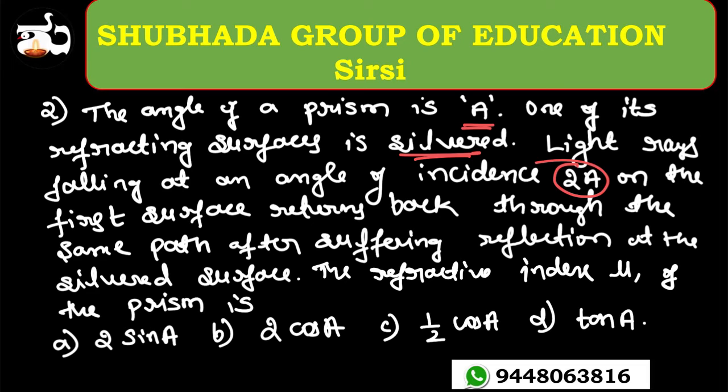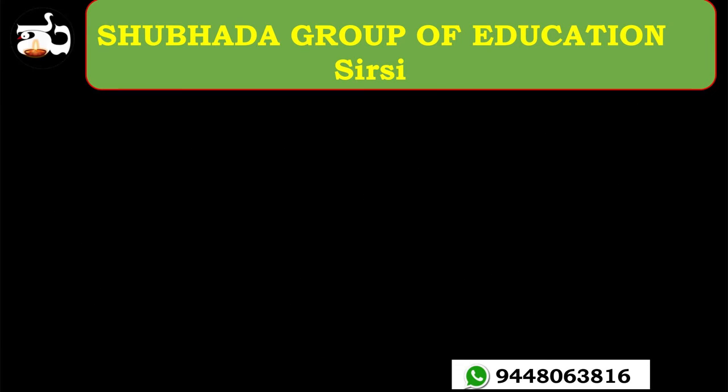So the angle of incidence is given as 2A. The refractive index of the prism is 2 sin A cos A over sin A, so that's the reason why it is 2 cos A. Option B should be the right answer for this question. Now let me try to draw the ray diagram for this question, to show how to solve this problem.